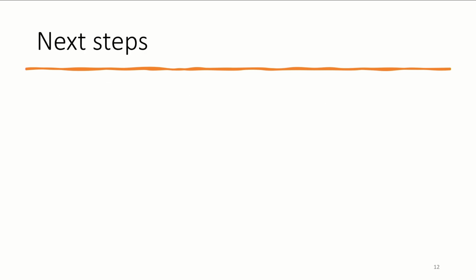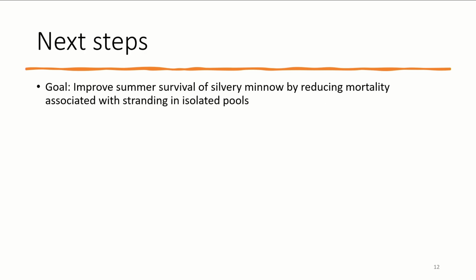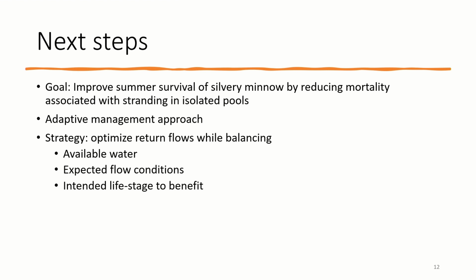So the next steps, this really is looking forward to an adaptive management approach where we want to balance the amount of water that's available and where it can be delivered and when it can be delivered, and think about how many fish are in the river, what life stage is already in the river. Are you trying to keep young of year alive? Are you trying to keep adults alive?